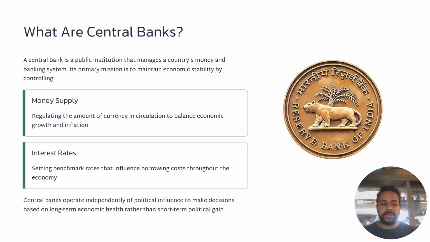So what is a central bank? A central bank is a public institution that manages a country's money and banking system. Its main mission is to maintain economic stability by controlling the money supply to regulate the country's currency and by setting the interest rates.